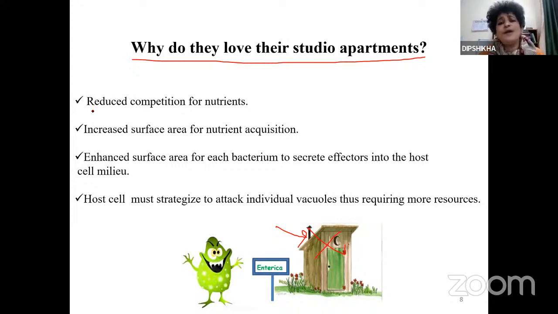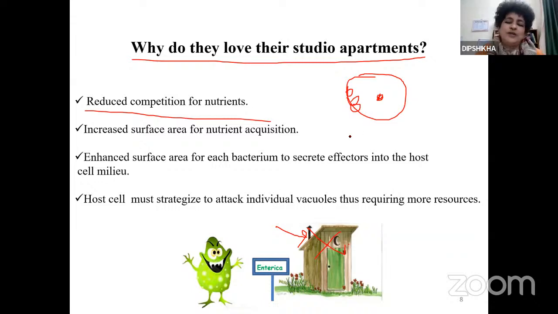First of all, what are their plus points? Why do they love their apartment? Firstly, there is reduced competition for the nutrient. Many of you are interested in cancers. You know that there's a phenomenon where the tumor is growing, the core cells die because of hypoxia, and all the cells at the periphery are okay. Similarly with the bacteria, what happens if the bacterium is growing in large number and all of them are in one vacuole, versus this scenario when they are in separate vacuoles.